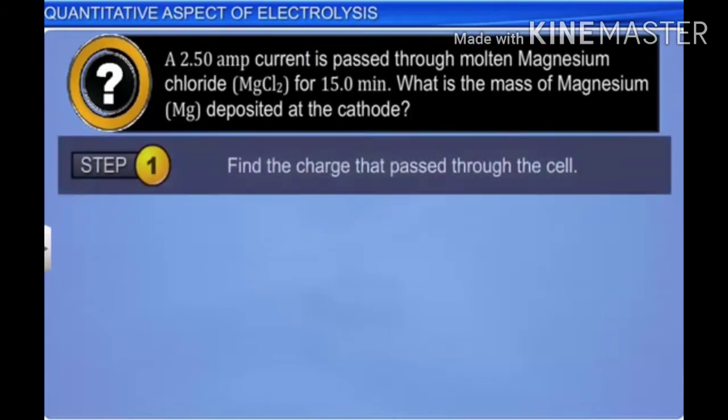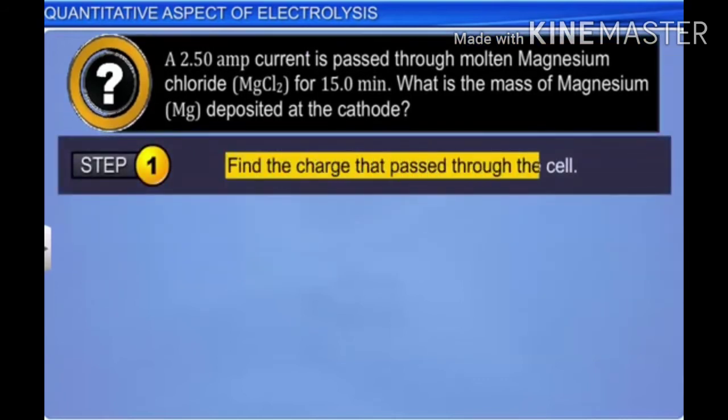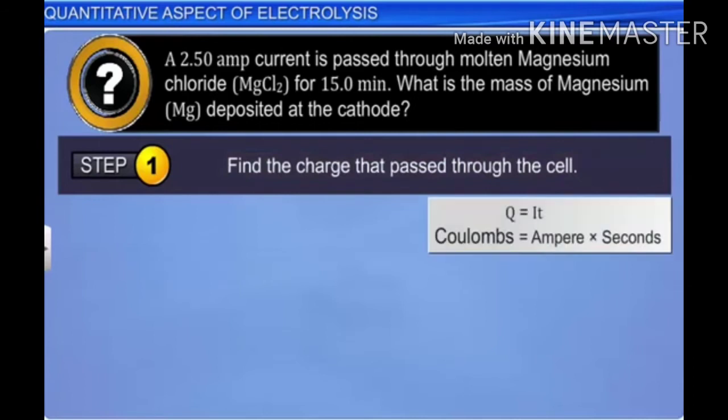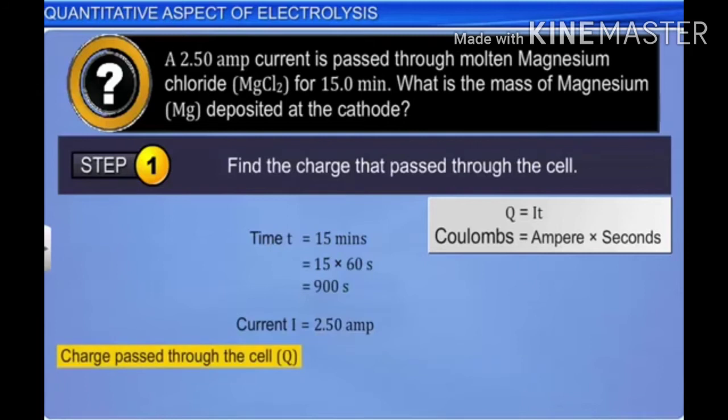First, we'll find the charge that passed through the cell. You know that charge in coulombs is equal to the current in amperes multiplied by the time in seconds. We need to convert 15.0 minutes into seconds. 15 minutes times 60 seconds per minute is equal to 900 seconds. The current is 2.50 amperes. The charge that passed through the cell is then 900 seconds times 2.50 amperes, which is equal to 2,250 coulombs.